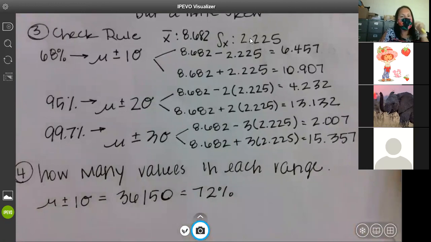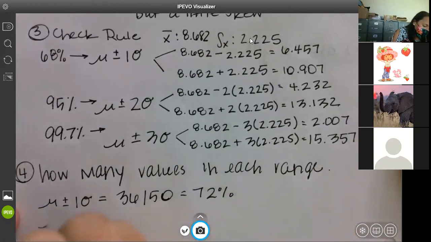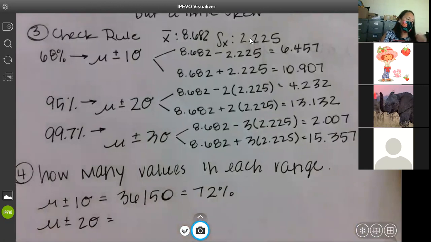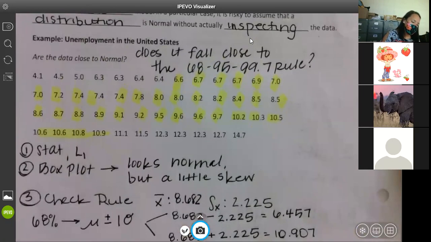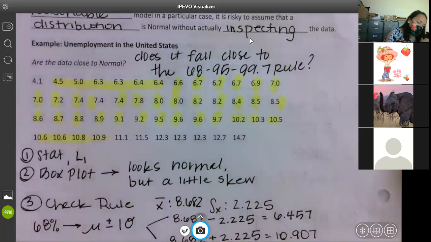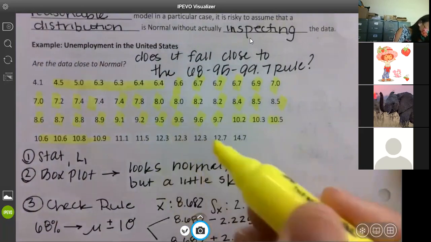It's not going to be perfect unless it's a perfect normal plot. So we said this one was a little skewed, right? So it's going to be a little bit off. But watch as we get further away. So then do your 2 standard deviations. That goes all the way down to 4.232 and all the way up to 13.13. So again, 4.2 is the least we can go, so that includes all those, and we go up to 13.13.